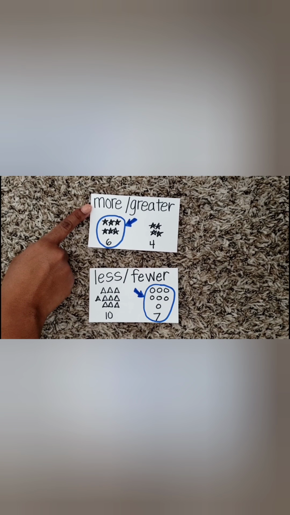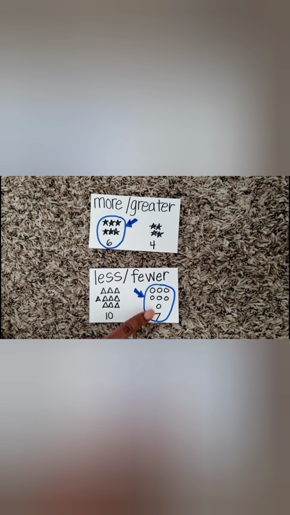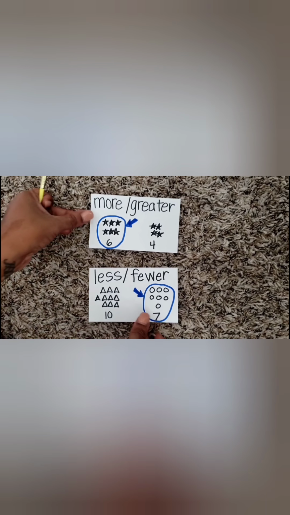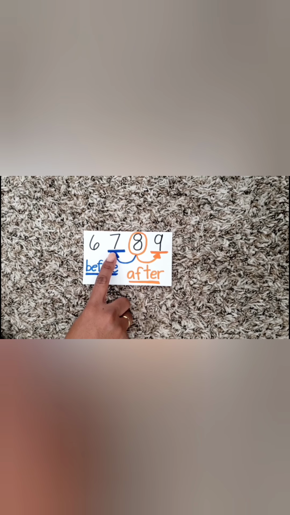We have more and greater, which refers to the number that's bigger out of two sets of numbers. And then we have less and fewer, which is going to be talking about the number that is smaller when we are comparing two sets of numbers. We also have before and after. When we look at a number, the number that comes before it is less, and the number that comes after is more. So we have before and after.